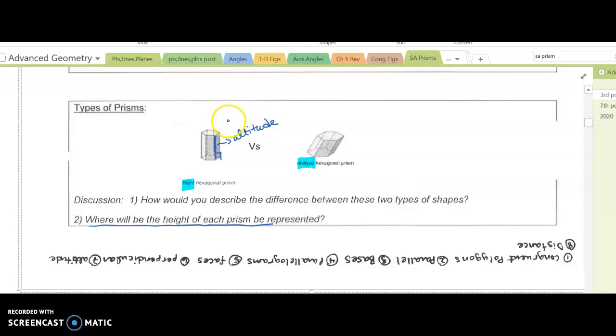On here, the lateral edge equals the altitude. On here, the altitude is outside. The altitude, which we know is our height. On both of these, it's our height. But on an oblique figure, keep in mind it's not the lateral edge. It would not be on the side of the shape. It's actually outside the shape.